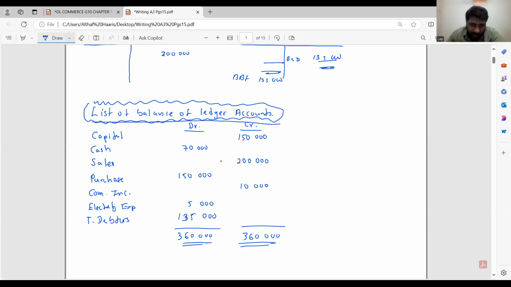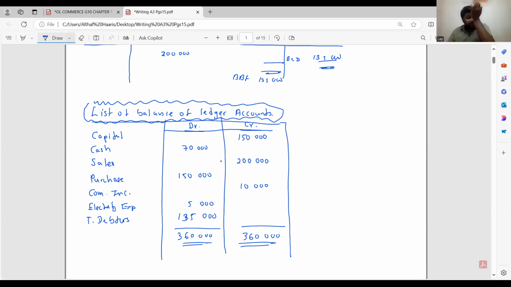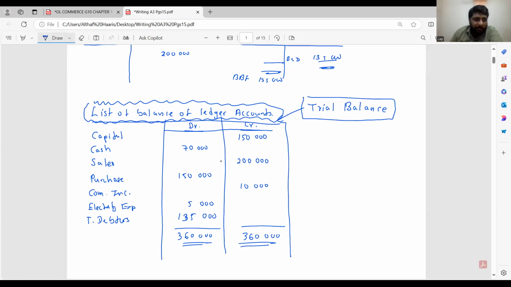If we put a box around it like this, this is what we will call a trial balance. In simple terms, trial balance means what? A list of balances of the ledger accounts. This is what we call a trial balance.